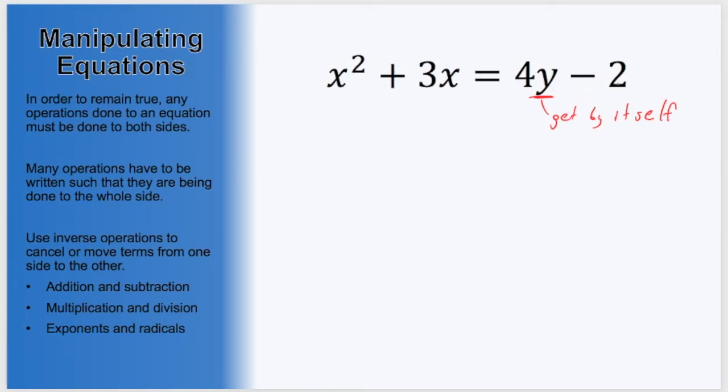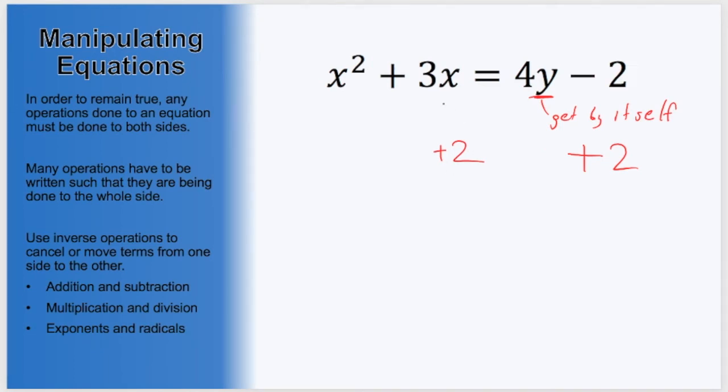Since the minus 2 is the last operation being done to the y, we will cancel that first. To cancel an operation, we use the inverse of that operation. The inverse of subtraction in this case will be addition. We will add 2 to cancel the minus 2. And remember, we must do that to both sides.